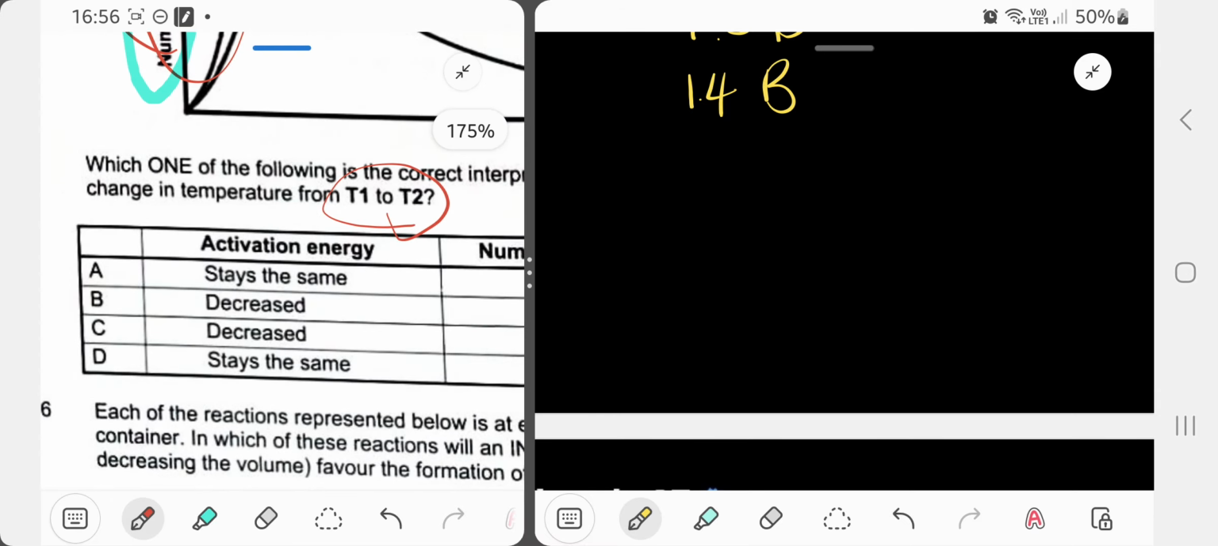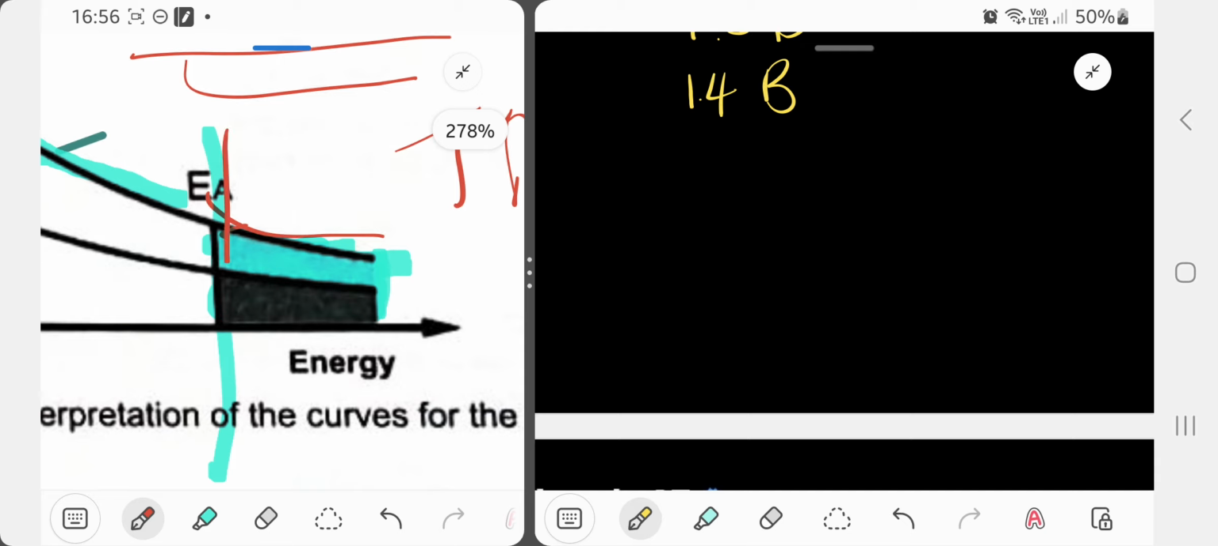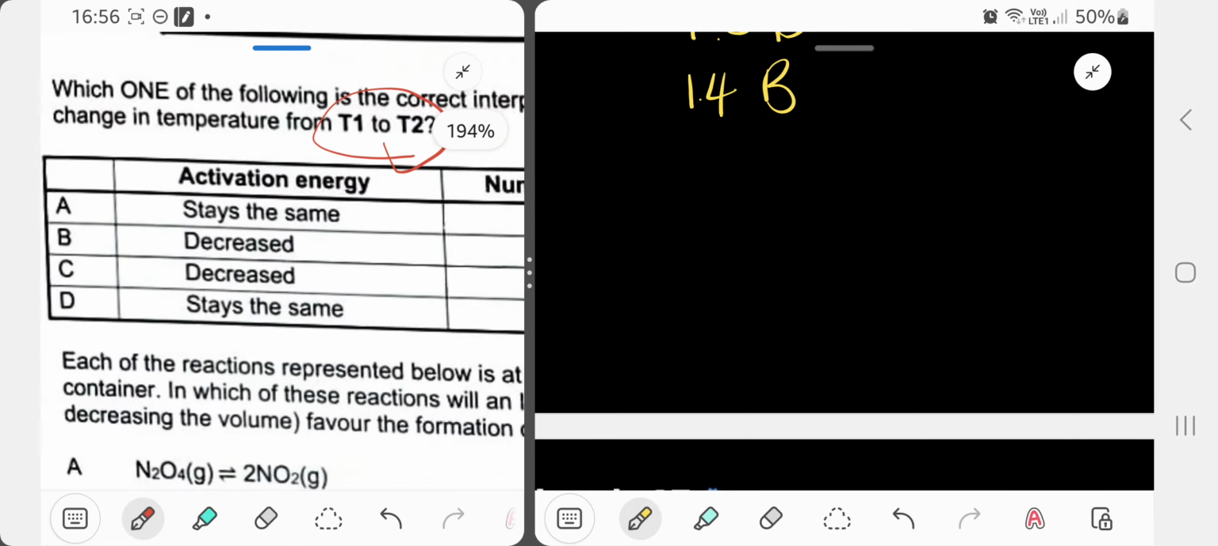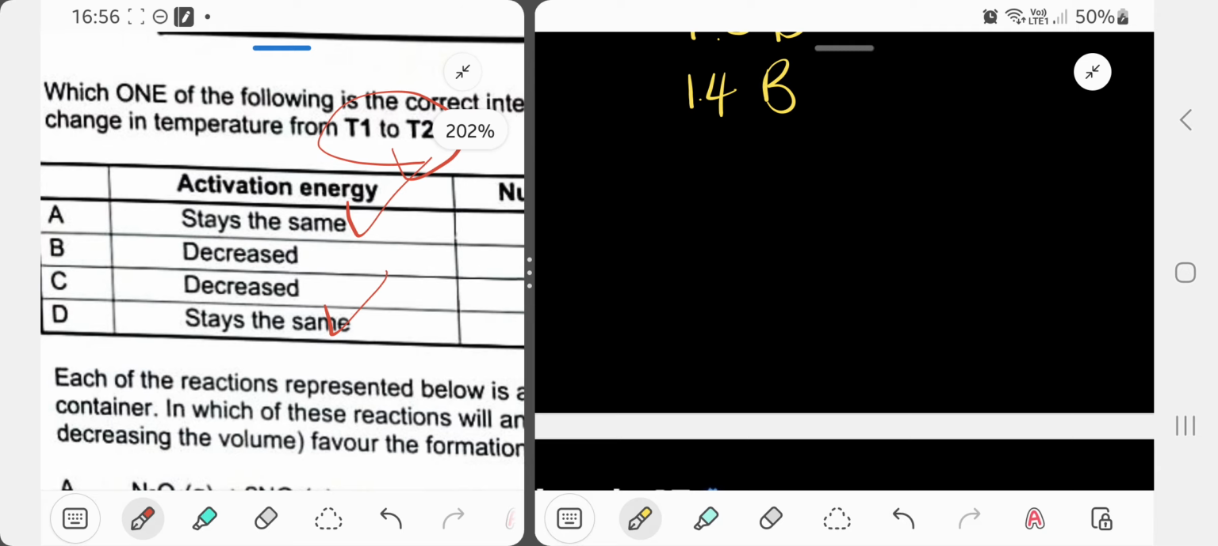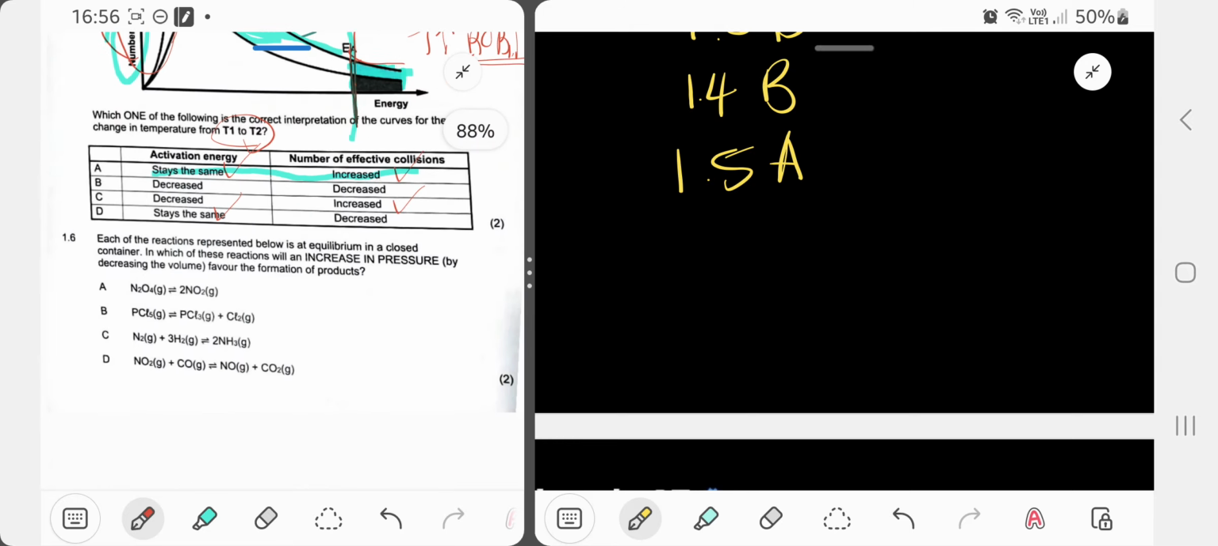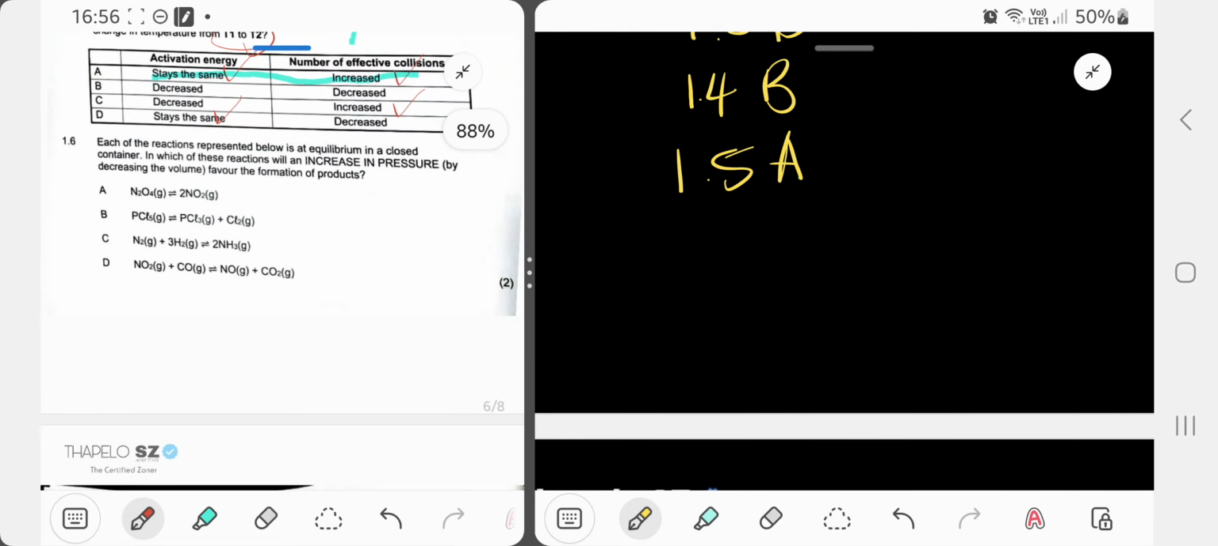And then here, let's talk about the activation energy. We can see that the activation energy was constant throughout. Other than that, understanding 1.4, which we just did now, the activation energy is only lowered or affected by the catalyst. So now here we are trying to say that activation energy stays the same. The one that ticks our boxes is this one, A. So let's go for 1.5. We have A. Alrighty, let's go to 1.6.